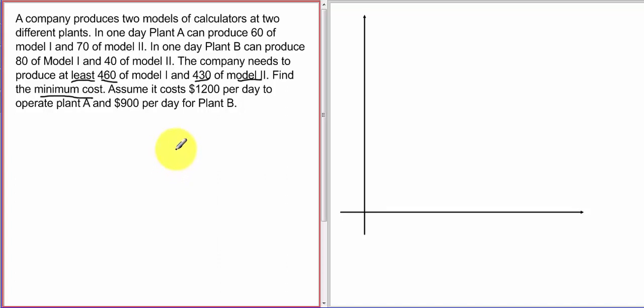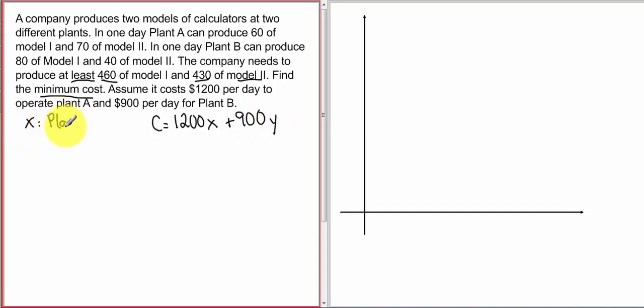Now, when I was prepping this question to explain to you how to do this problem, I didn't know where to set up my variables. Just remember that to set up your variables, figure out what I'm trying to do. I'm trying to minimize cost. So cost for one thing is $1,200 for Plant A and $900 for Plant B. So that tells you what your variables are.